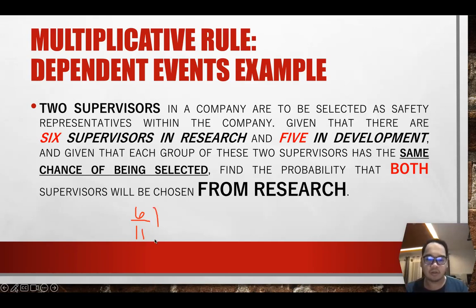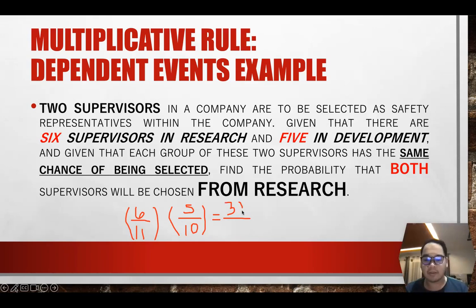We're going to multiply this term by the second one. The second one is still going to be from research. So imagine that we have already picked a single person from research. So this 6 will become 5 because 1 has already been chosen from research. And our sample space, instead of 11, will become 10 because 1 has already been chosen. So we're going to multiply it in this manner. Notice they are dependent because the second event is dependent on the first event happening.